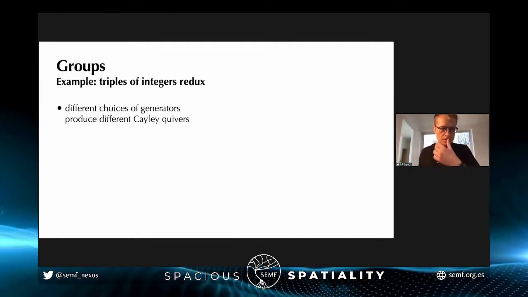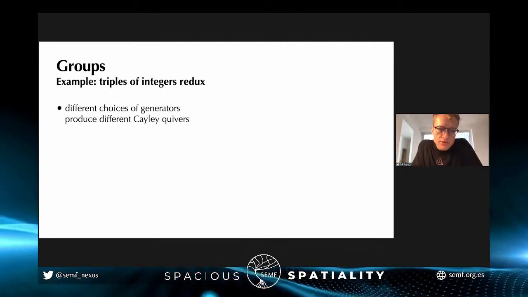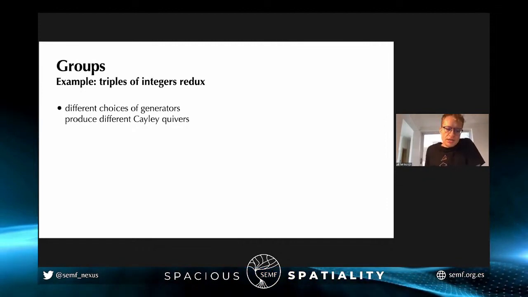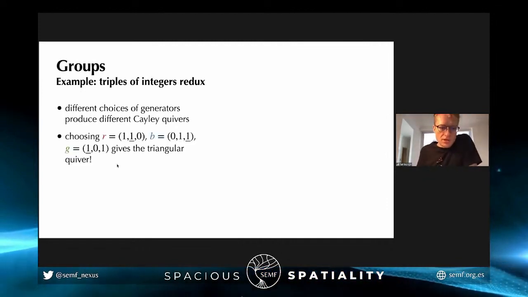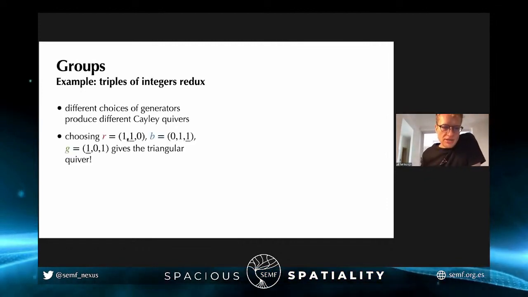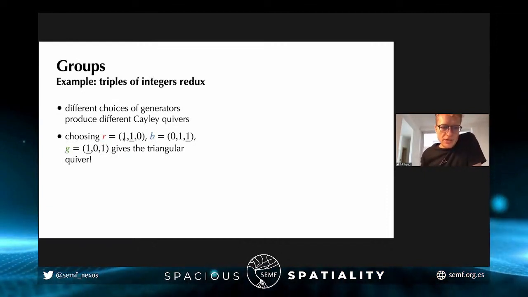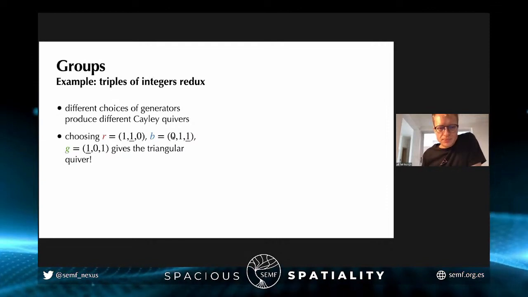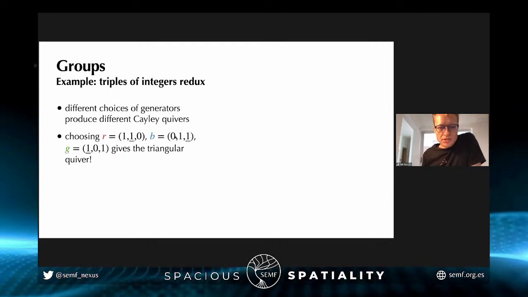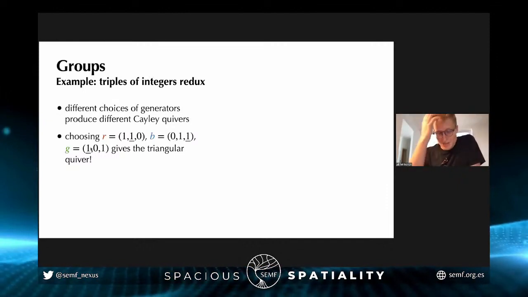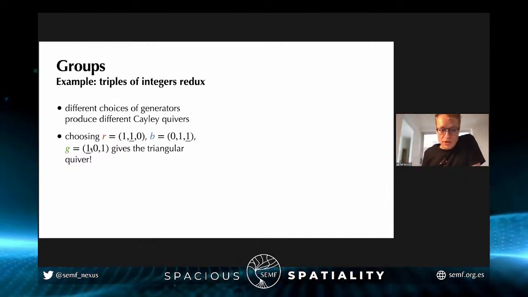I'm going to show you something a little interesting, which is that if you choose different generating sets, different choices of generators, you get different Cayley quivers. So here I'm going to pick another three generators. Here, instead of (1, 0, 0), I'm going to take (1, -1, 0). And instead of (0, 1, 0), I'm going to take (0, 1, -1), and so on. And interestingly, that gives the triangular quiver.